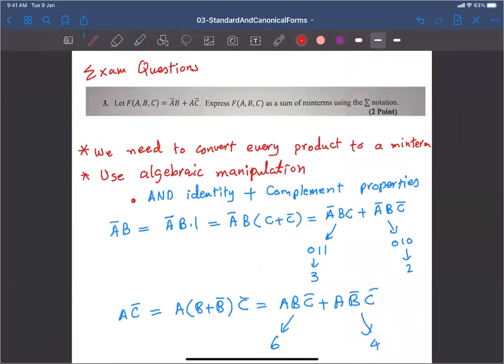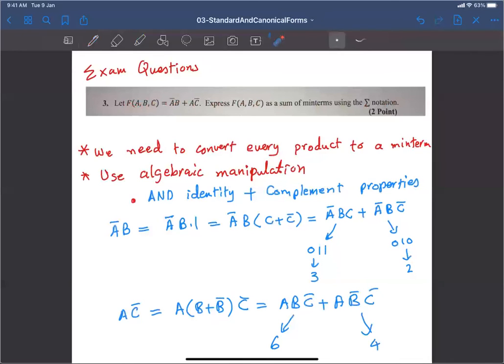So in this question, another topic, we have F of A, B, and C equal to A complement B, or with A C complement, okay? We would like to express F as a sum of minterms using the sigma notation. This is an exam question.